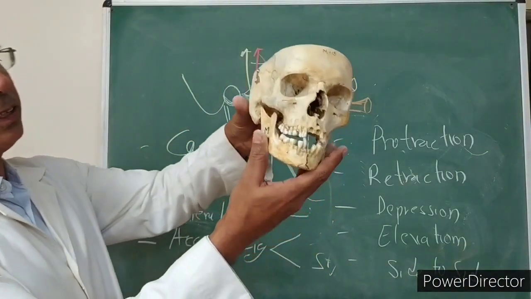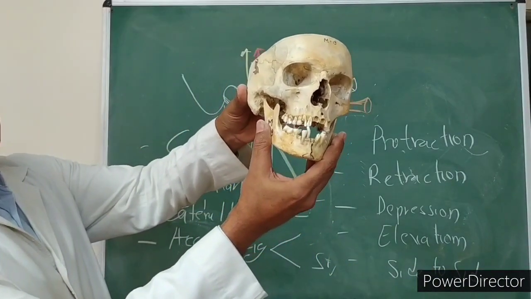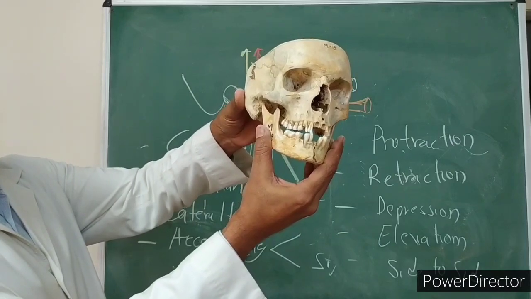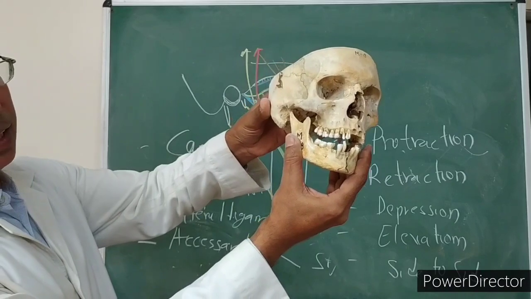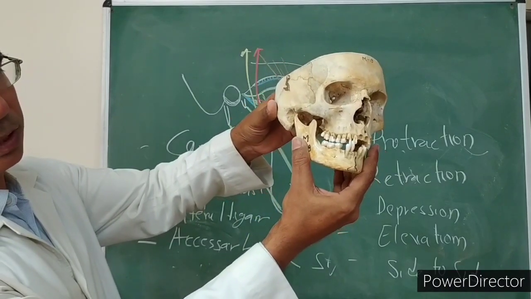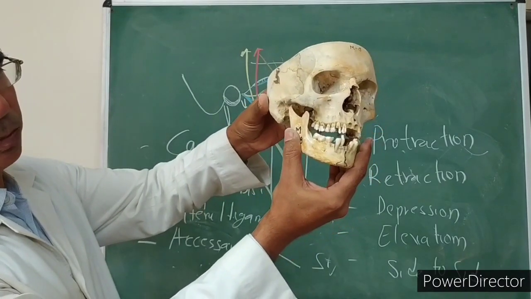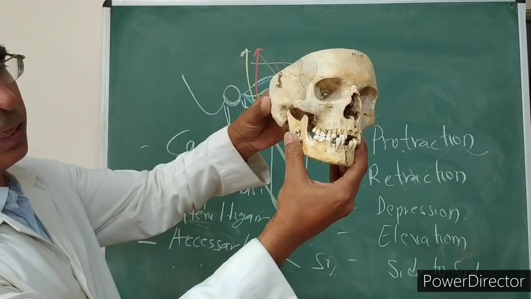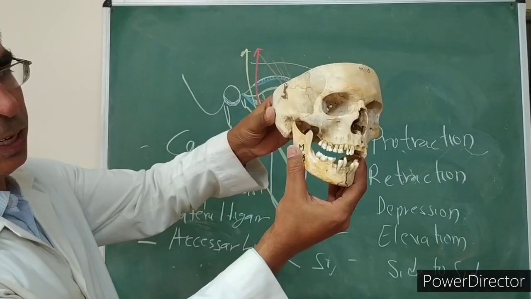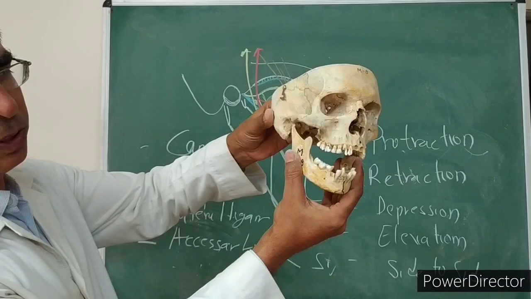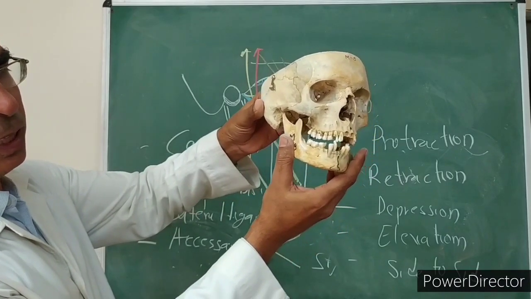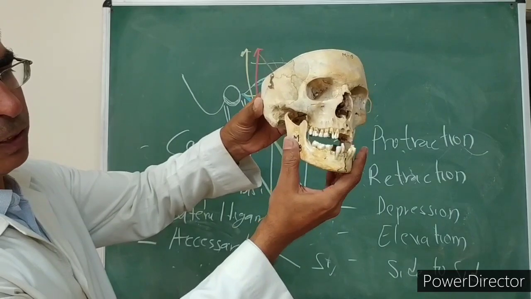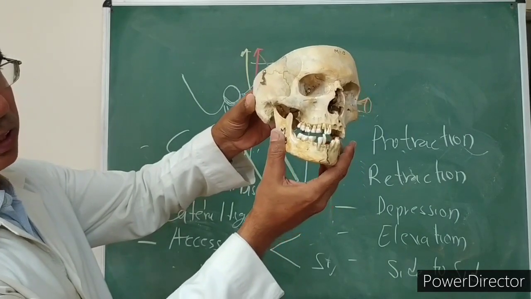This one is the protraction, when the jaw comes anteriorly, the chin comes anteriorly. And the reverse is the retraction. So this is the protraction and the retraction. Then the depression and the elevation. This is the depression, this is the elevation. And here the side-to-side movement, which is used in chewing.